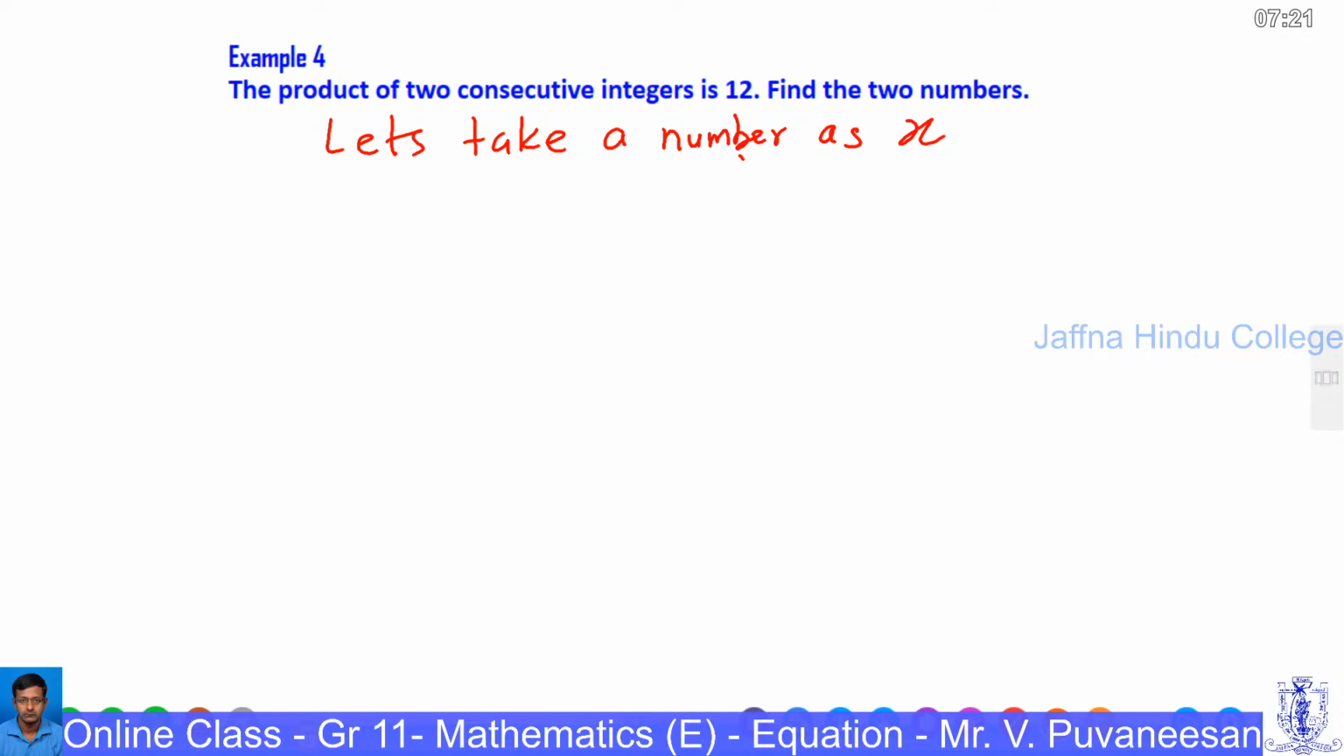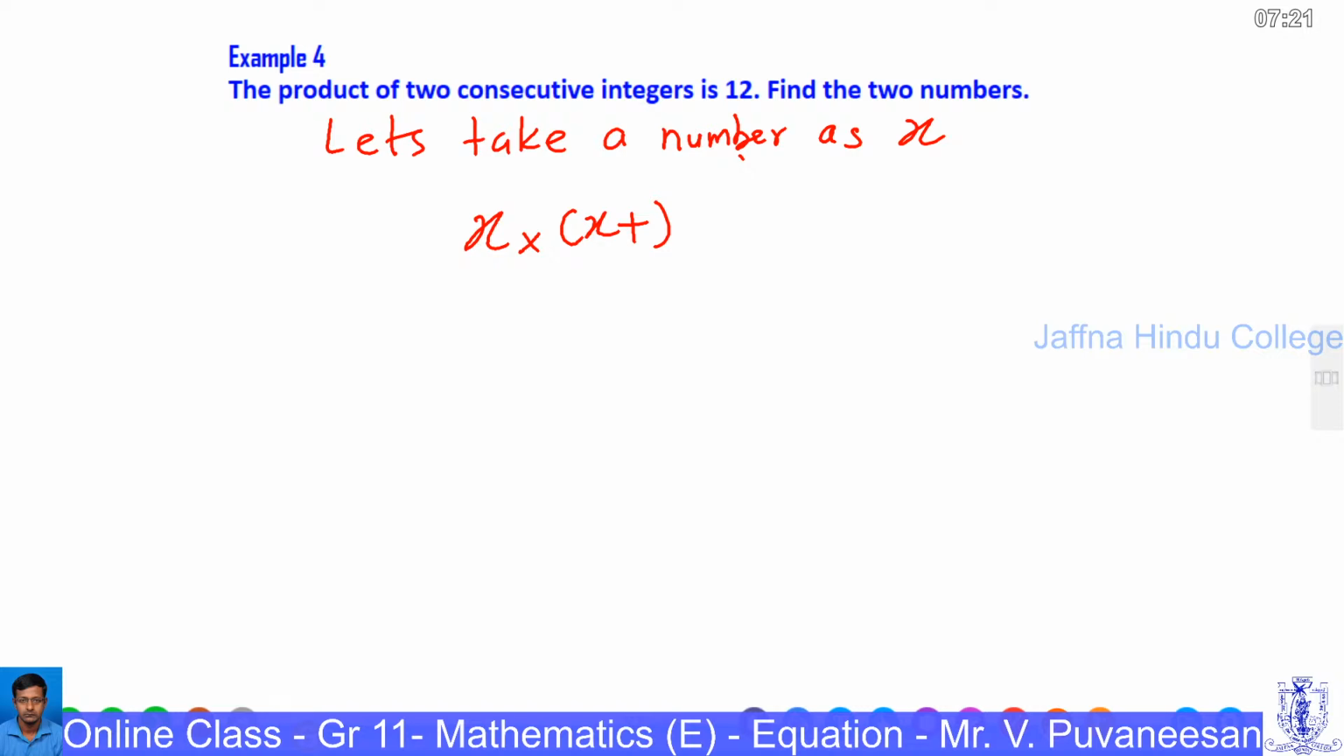If one number is x, then for the consecutive number, if we add 1 to x we get the other number, or we could subtract 1 from x. So I take x plus 1 as the other number, by adding 1 to x. The first integer is x, and the other is x plus 1.